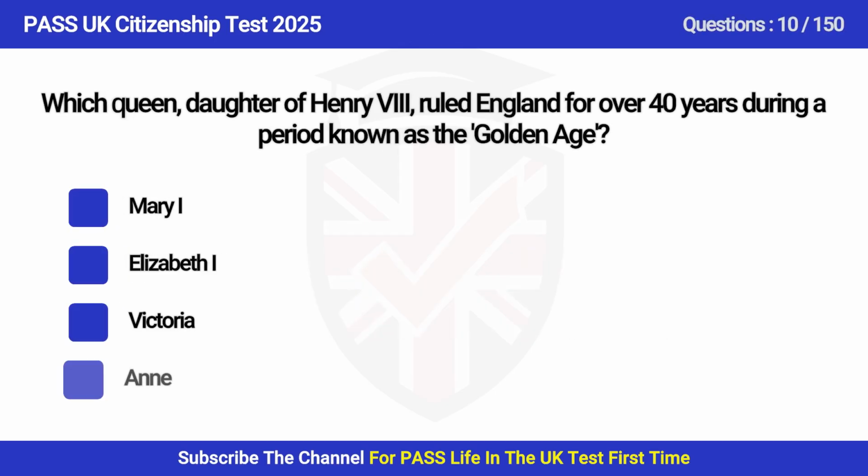Question 10. Which queen, daughter of Henry, ruled England for over 40 years during a period known as the Golden Age? A. Mary I, B. Elizabeth I, C. Victoria, D. Anne.